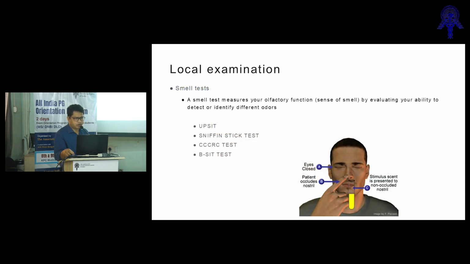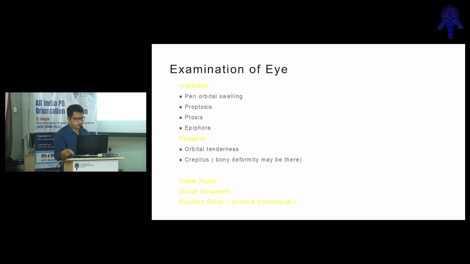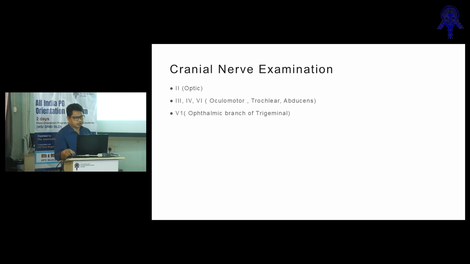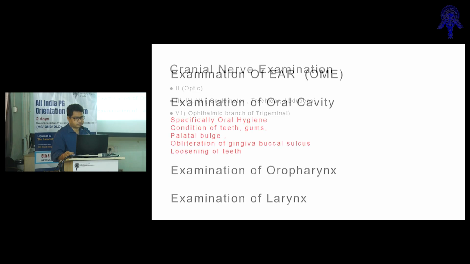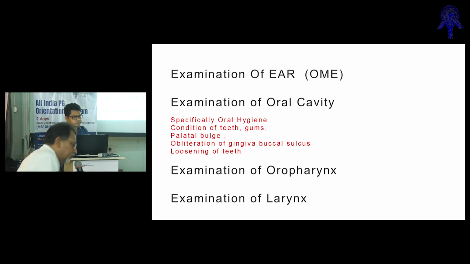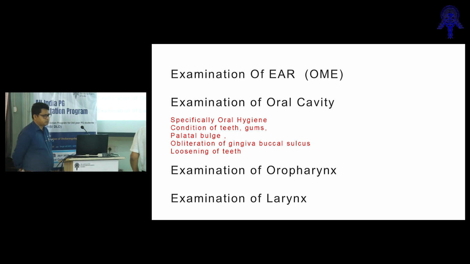Local examination of smell test. Examination of the eye is very important: whether proptosis, periorbital swelling is present or not, proptosis and epiphora. On palpation, orbital tenderness and crepitus should be checked. Now again, cranial nerve examination: the optic nerve, cranial nerves 3, 4, 6 should be examined, and the ophthalmic branch of the trigeminal nerve.